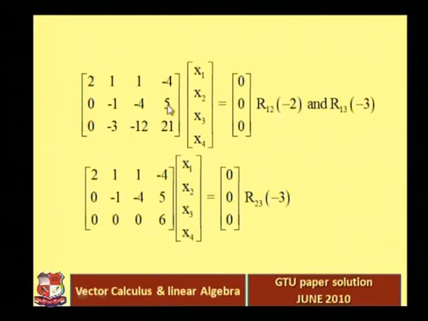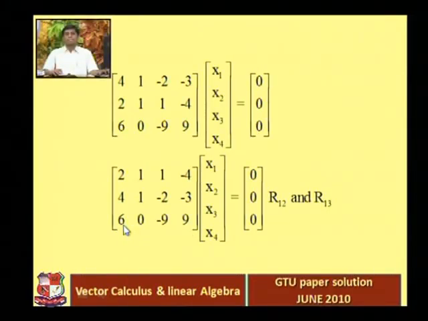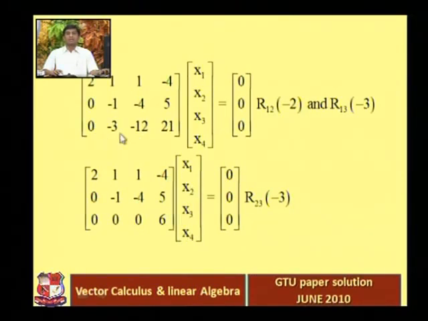That is the second row. Next we multiply the first row with minus 3 and add it into the third row. So you will get 6 minus 6, here 0, then 0 minus 3, minus 3, minus 9 minus 3, minus 12, and 9 plus 12, 21. So here is the third row, 0, minus 3, minus 12, 21.